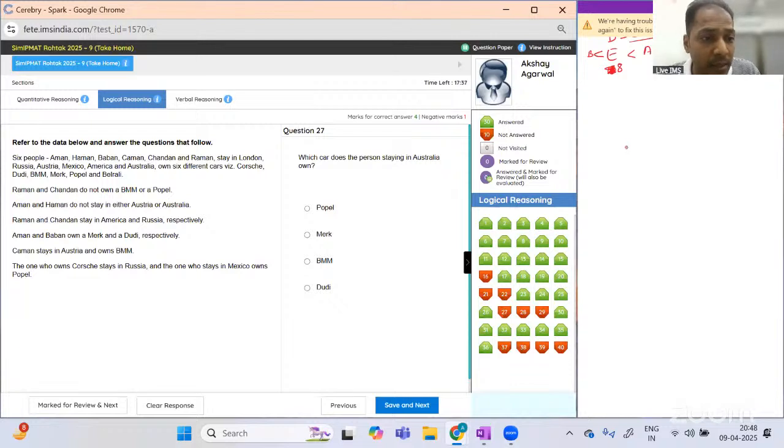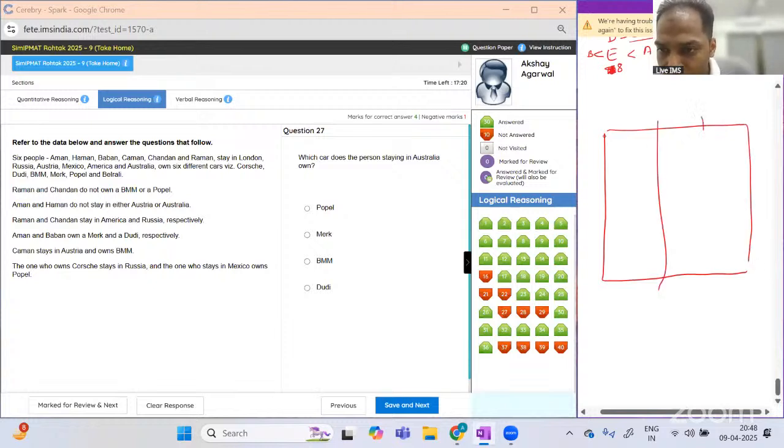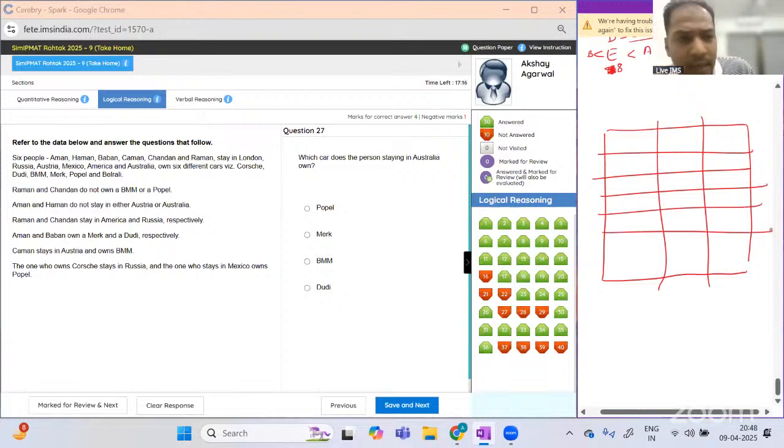6 people, A, B, C, Chandan, Raman, stay in London, Russia, Austria, America, and own 6 different cars: Porsche, Audi, BMW, Merc, Opel, Pillory. A 3x3 matrix, come on. I have to give 10 minutes to LR anyhow. 1, 2, 3, 4, 5, 6. Name, car, name, city, car.